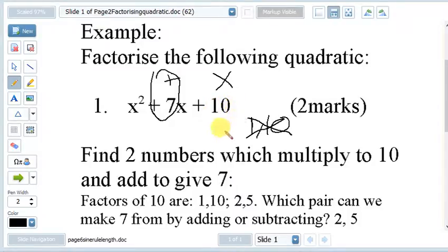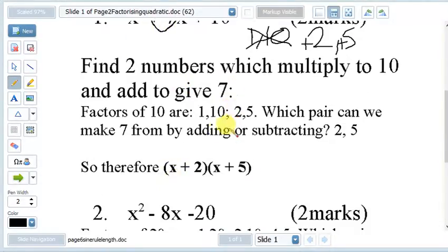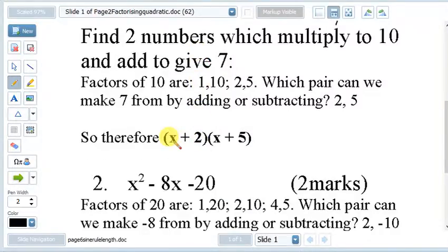Now the next two numbers that can times together to give 10 are 2 and 5. Now you can make 7 if you add 2 plus 5. So therefore those are the two numbers that we're after. So therefore x squared plus 7x plus 10 factorises to be x plus 2, x plus 5. Okay, so basically just like with any double bracket, you put the x in first and then you just put the two numbers that you've worked out.